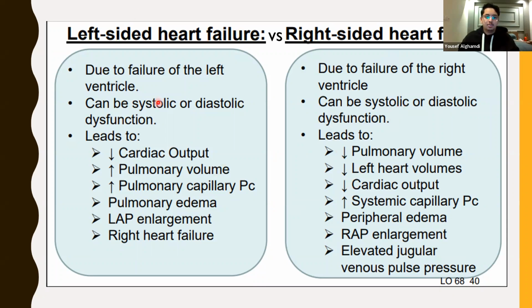Left-sided heart failure is due to failure of the left ventricle to pump blood properly. So this can be systolic or diastolic dysfunction. This will lead to a decreased cardiac output, an increased pulmonary volume, and increased pulmonary capillary pressure. So this tells you that the blood will back up and go to your lungs, right? Which will cause pulmonary edema, right? You will have LAP enlargement, right? Left atrial pressure enlargement.